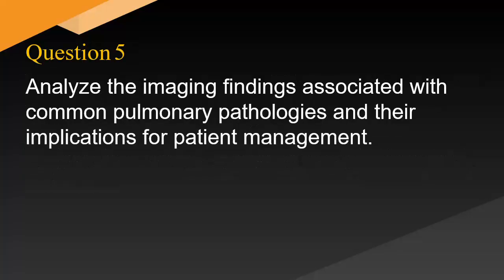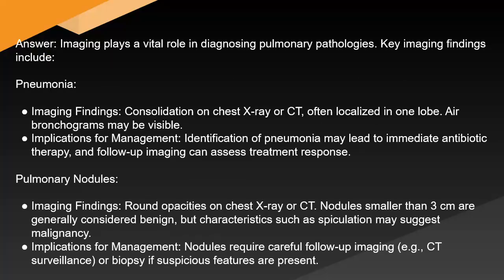Analyze the imaging findings associated with common pulmonary pathologies and their implications for patient management. Answer: imaging plays a vital role in diagnosing pulmonary pathologies. Key imaging findings include pneumonia. Imaging findings: consolidation on chest X-ray or CT, often localized in one lobe. Air bronchograms may be visible. Implications for management: identification of pneumonia may lead to immediate antibiotic therapy, and follow-up imaging can assess treatment response.